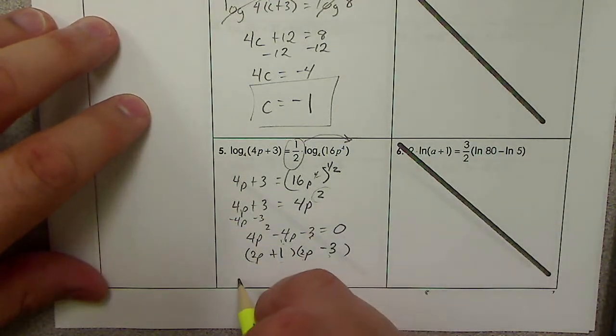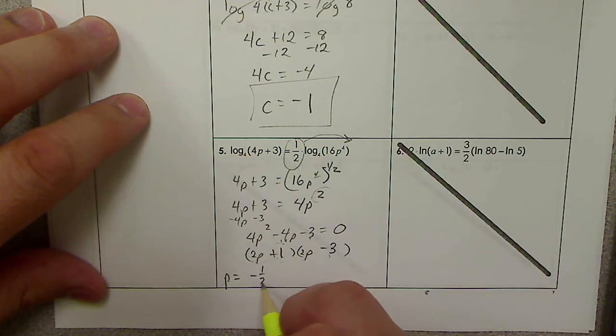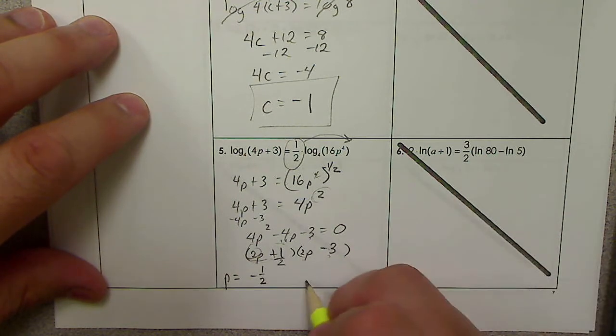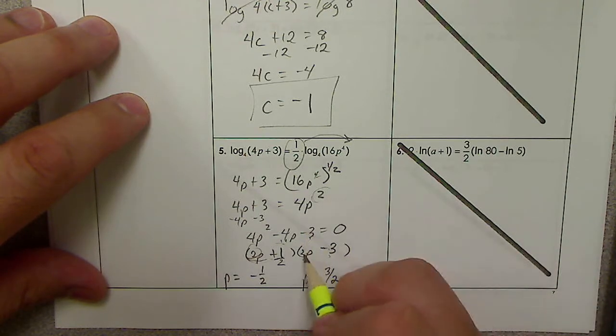And then my two answers, since this is 2p plus 1, my answer for this one is going to be a negative 1/2. The reason why is because I just basically move my number back underneath. Okay. This one right here is going to be equal to positive 3/2 for the same reason.